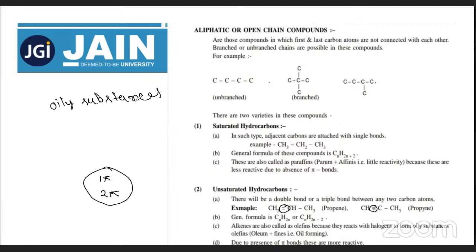Oily substances, they'll form unsaturated hydrocarbons when they combine with halogens. So when they combine with halogens, they're forming oily substances. So that's why they are also referred to as olefins. So this is the first thing when we are discussing your aliphatic.